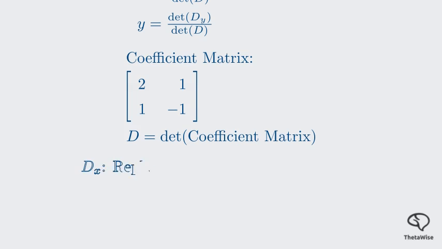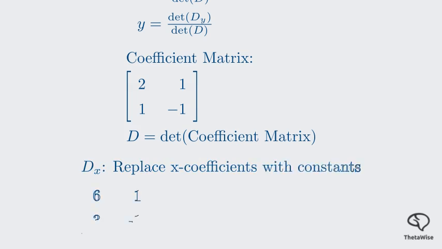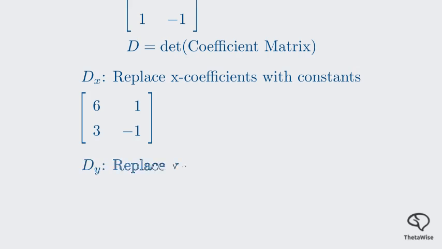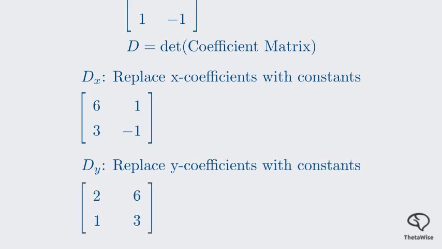Dx is the determinant where we replace the x coefficient column in D with the constants from the right side of our equations. So the first column becomes 6 and 3. Similarly, Dy is the determinant where we replace the y coefficient column in D with the constants. The second column becomes 6 and 3. With this understanding, we can now proceed to solve the problem by calculating each of these three determinants.